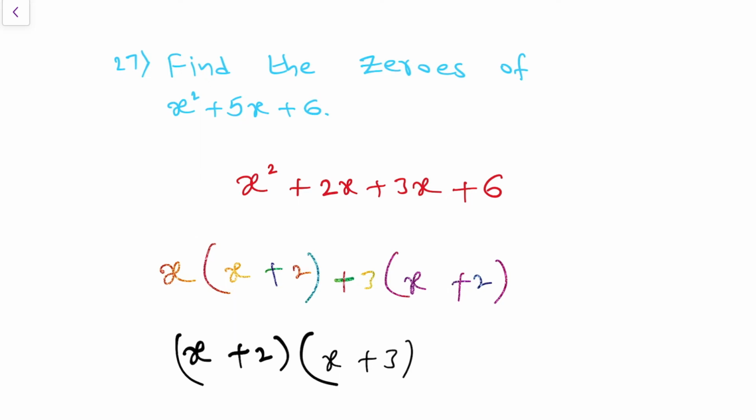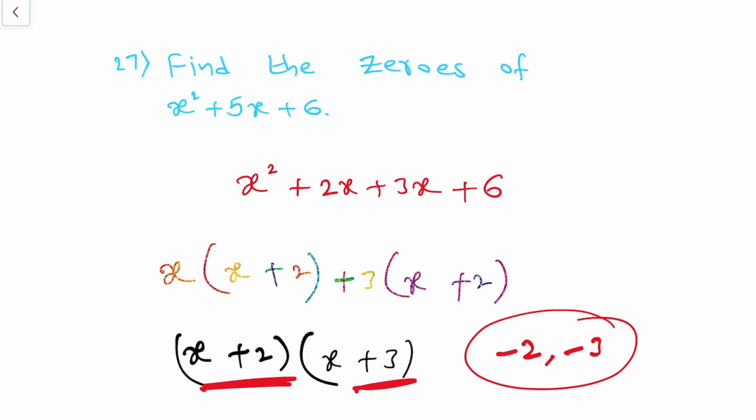Then what will be the zeros? Here plus 2 is there, so minus 2 is the zero. Here plus 3 is there, so minus 3 is the zero. Minus 2 and minus 3 are the zeros of the polynomial x square plus 5x plus 6.